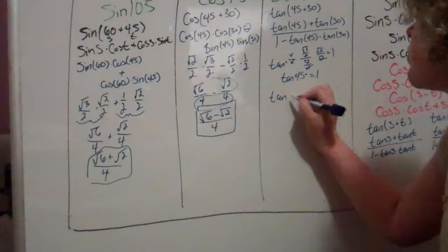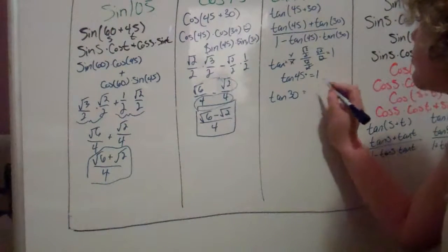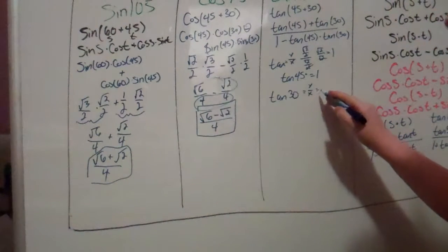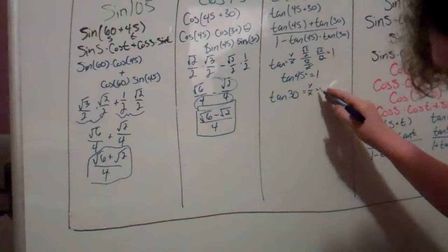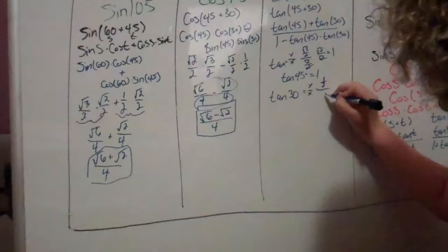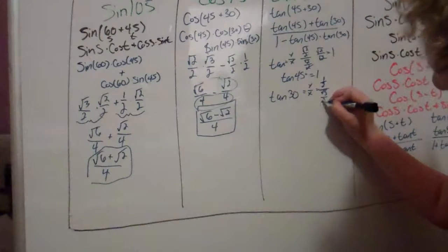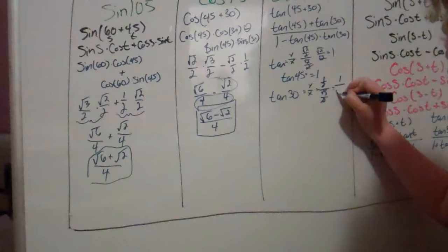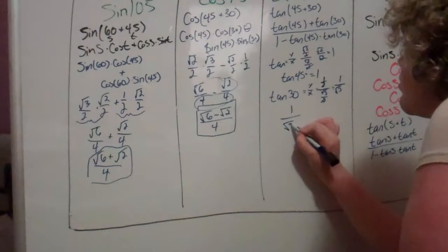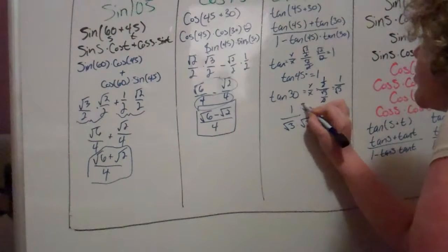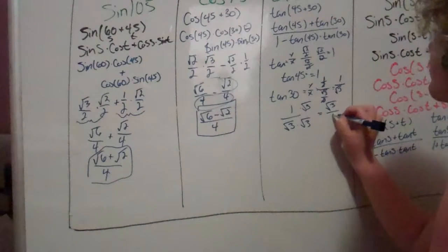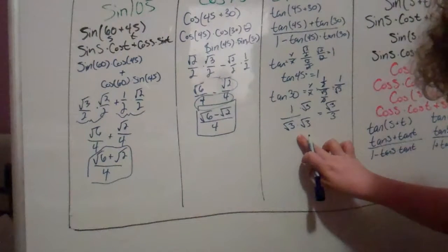Tangent of 30 degrees is equal to y over x, which is equal to 1/2 over square root of 3 over 2. The 2's will cancel out, equaling 1 over the square root of 3. However, this can be simplified. We'll multiply the numerator and the denominator by square root of 3, making it square root of 3 over 3. This making square root of 9 and simplifying to 3.